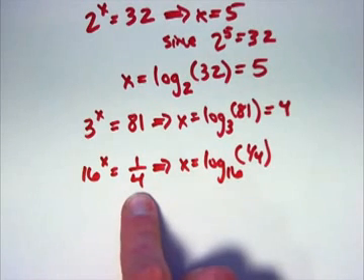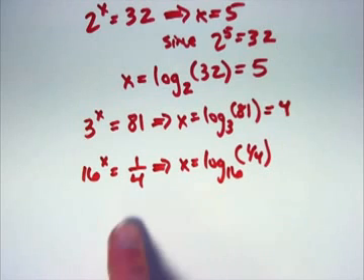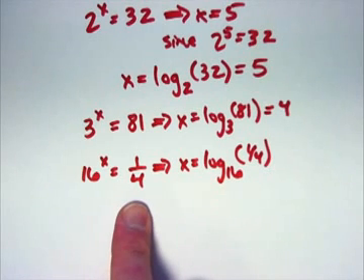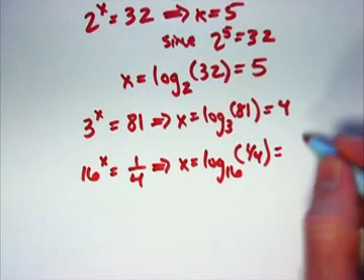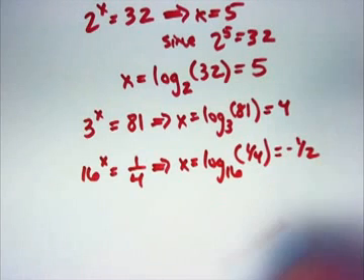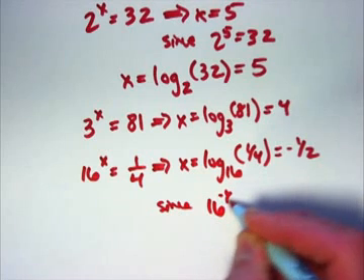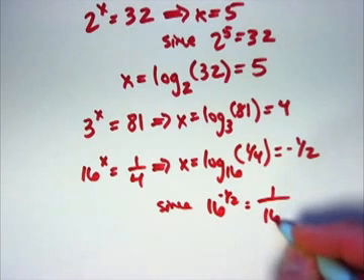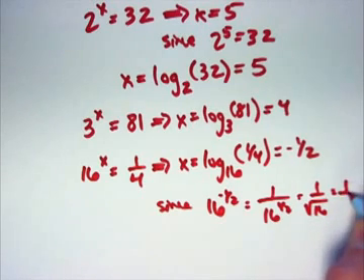If this were a 4 there, instead of a 1/4, if you think about it, the answer would be 1/2, because 16 to the 1/2 power is the square root of 16, which is 4. What is it if it's going to be a 1/4? Think about it. Maybe pause the video and think. See if you can figure it out. Are you back now? The answer is going to be -1/2, since 16 to the -1/2 is 1 over 16 to the +1/2, 1 over the square root of 16, which is 1/4.